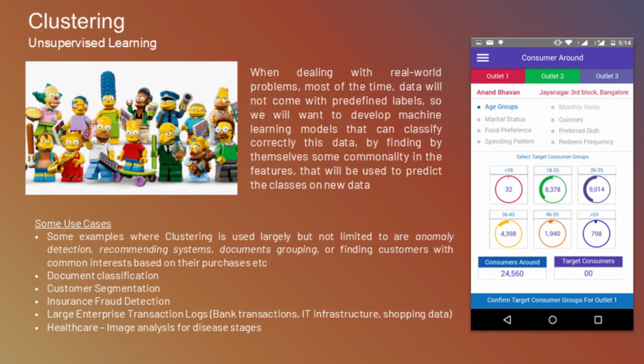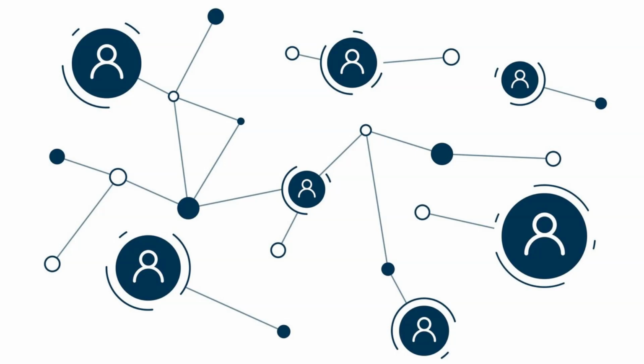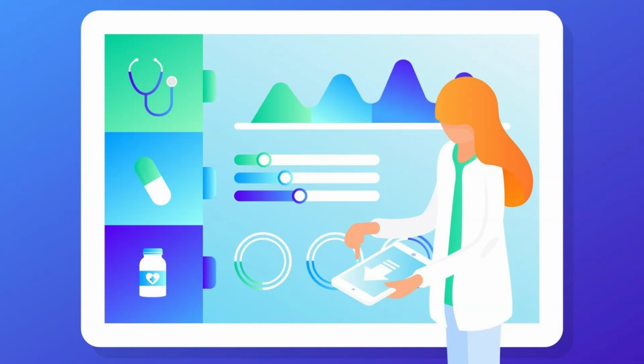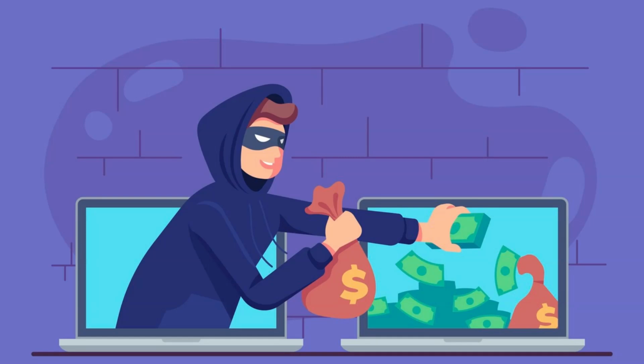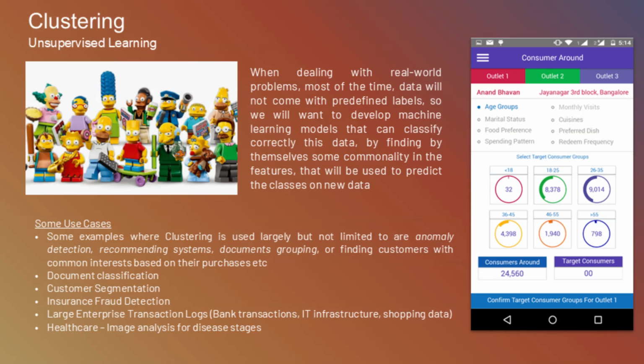Now let's look at where clustering is used. It powers document classification, customer segmentation, fraud detection, healthcare diagnostics, and even recommender systems. In banks, it helps spot unusual patterns in transactions. In hospitals, it can group images based on disease stages. It's like giving machines the ability to observe and organize just like humans, but faster and at scale.